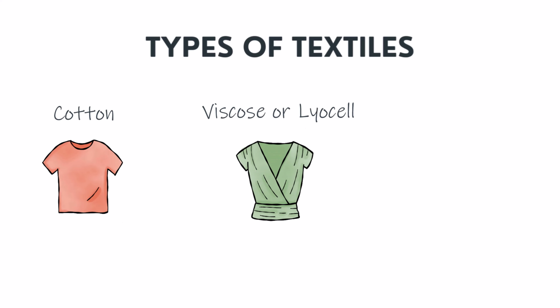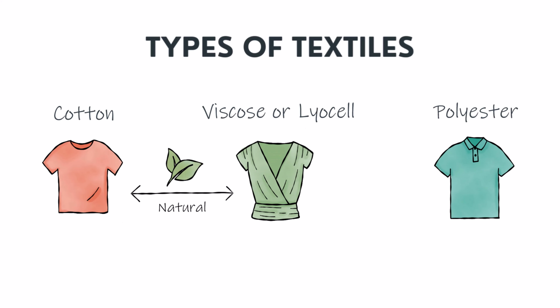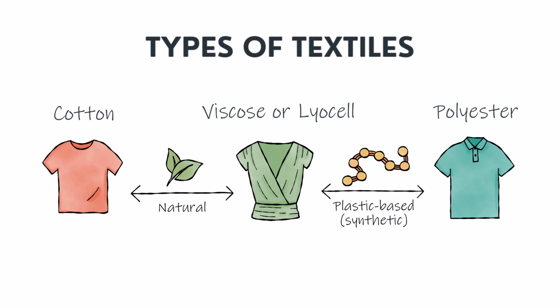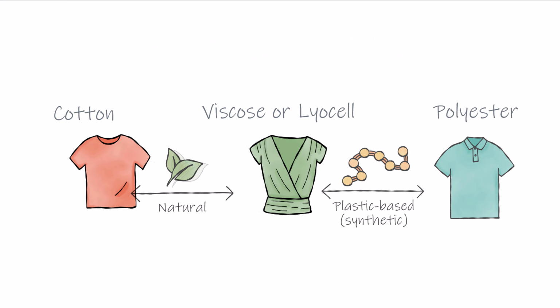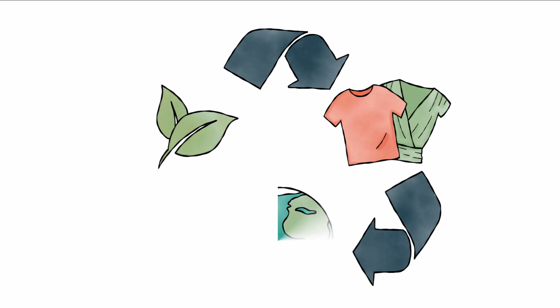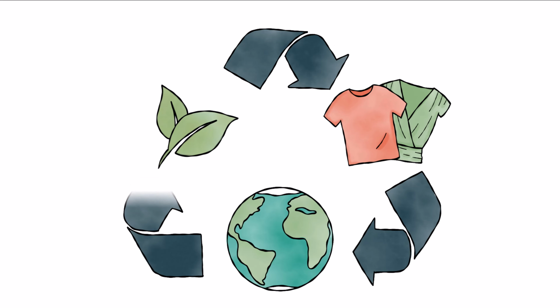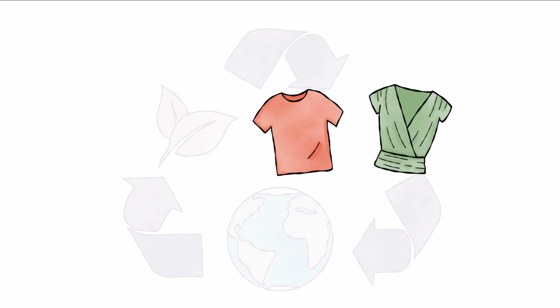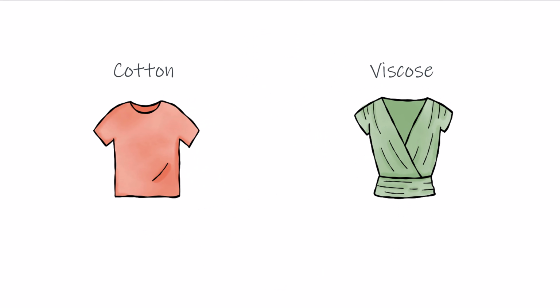There's a bunch of different types of textiles you might recognize: cotton, viscose, or lyocell, polyester, etc. So some of those are natural materials and some of them are plastic-based materials. We focus on natural materials because we want to make a product that can live in harmony with the planet and not pollute.